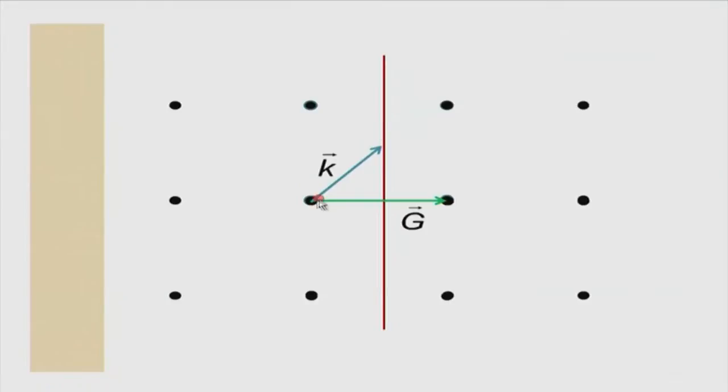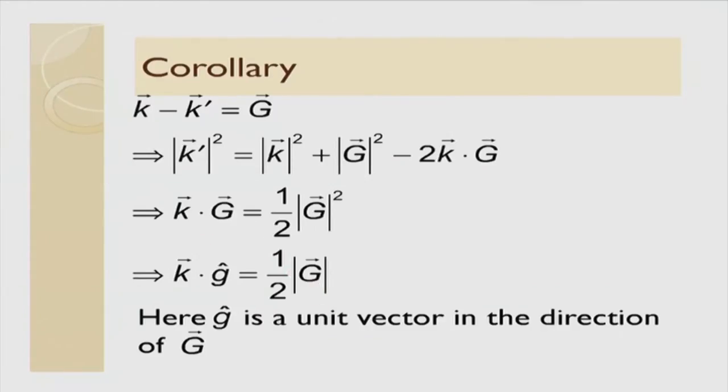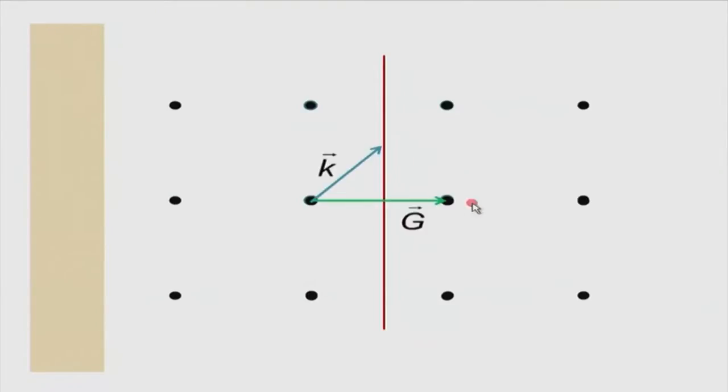So I draw k in this particular direction. If it so happens that the tip of k ends anywhere on this particular plane, I insist that the condition which I have written earlier will get satisfied, which is k dot g is equal to half g. Since g has a unit vector in this direction, if I take k dot g, where theta is the angle between k and g, it turns out to be equal to half g. So if, using this origin, I draw the incident wave vector k and it terminates exactly anywhere on this plane, then k dot g will automatically turn out to be equal to half g, and then the Bragg condition will get satisfied.